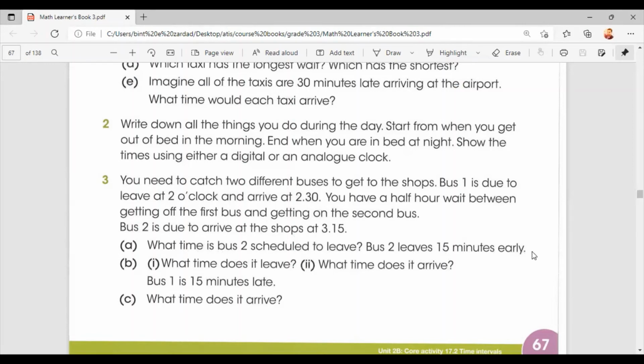Bus 2 leaves 15 minutes earlier. So it reaches at 2:45, because the gap is 30 minutes, and then the time on the second bus will also change. The question: what time is bus 2 scheduled to leave? It should leave at 3:15, but now it's 15 minutes earlier. It means 3 o'clock.